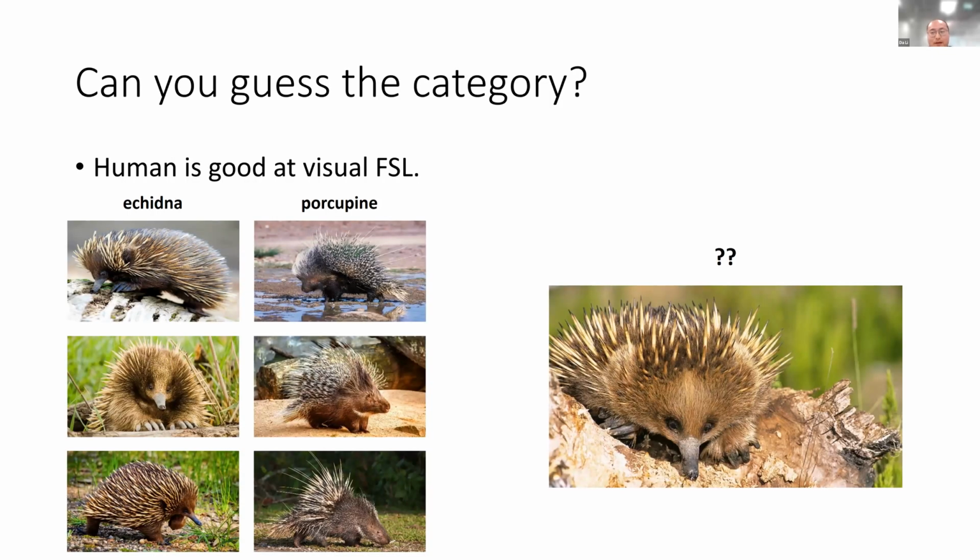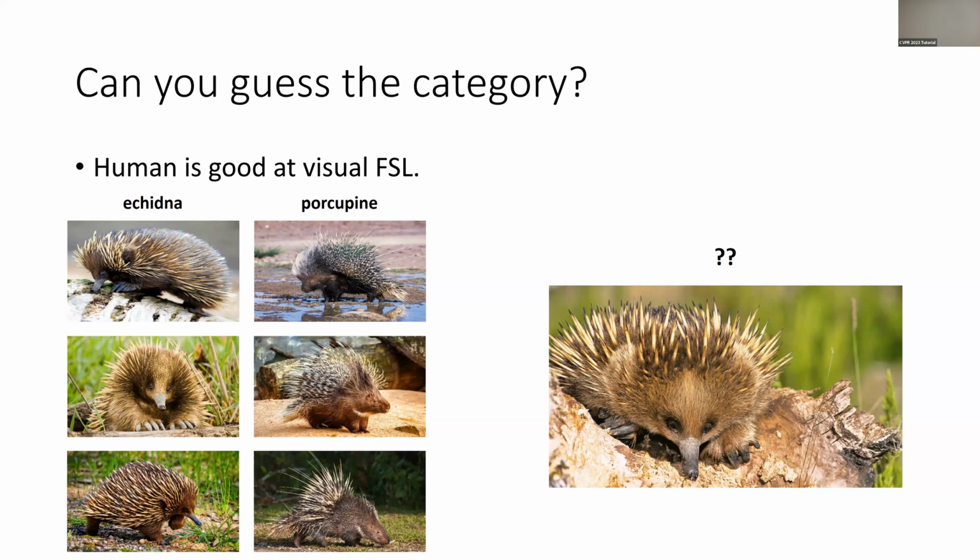So first, can we play a game? There are 6 images on the left, 3 for echidna and 3 for porcupine. Based on the examples I give you, can you guess the category of the image on the right? Maybe you can raise your hand if you think it is an echidna. And also now you can raise your hand if you think it is a porcupine.